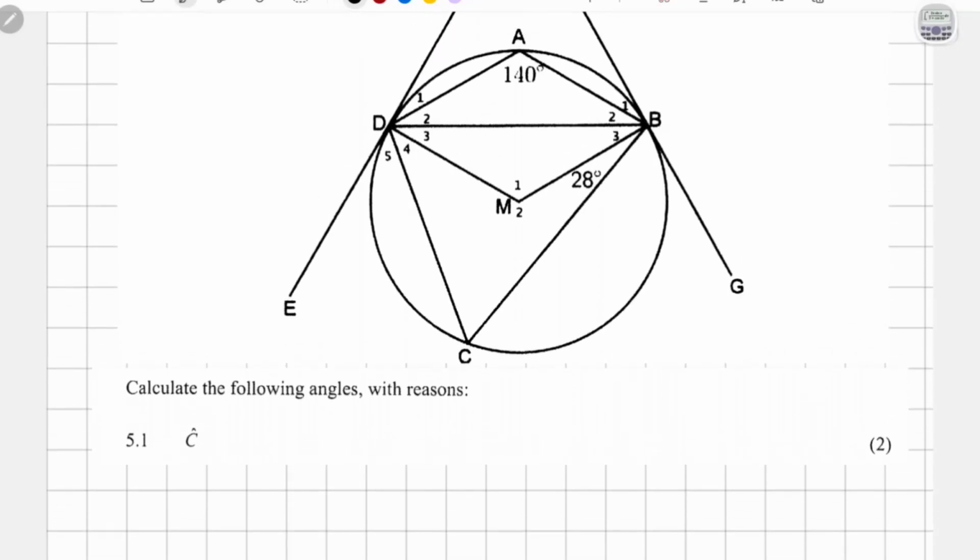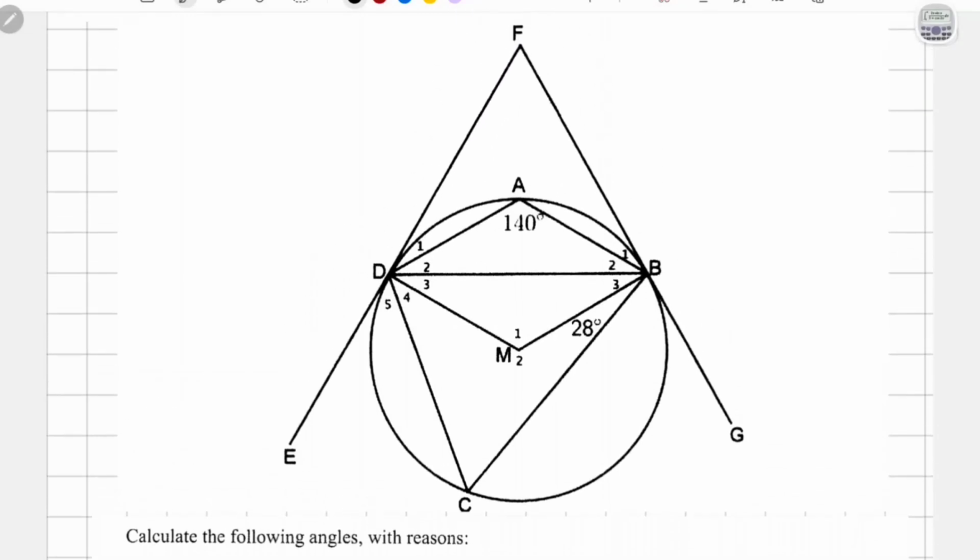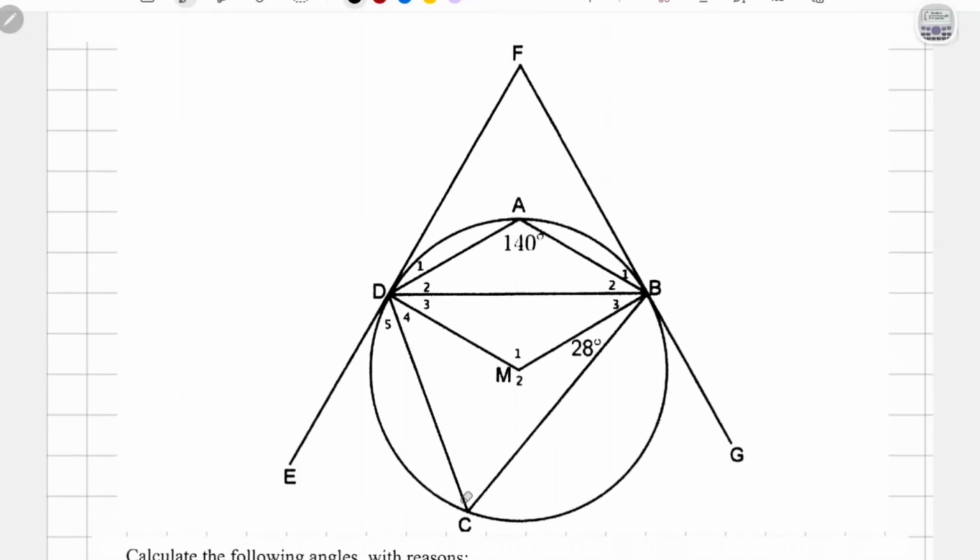The first question is to calculate the following angles with reasons. So you need to find the angle C. That doesn't look so bad because you see where C is. You always have to ask yourself, where is this angle, and what kind of theorems can I use because this angle is where it is? This is at the circumference, so think about theorems with angles at the circumference.